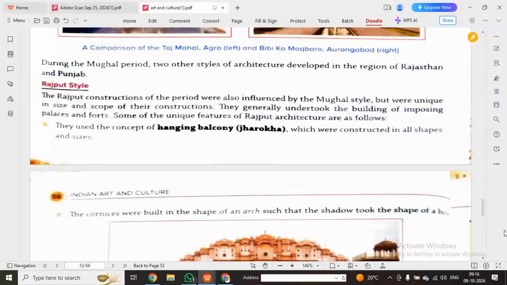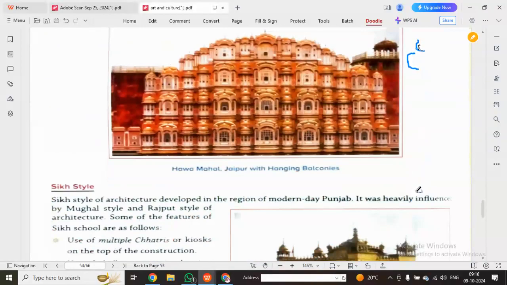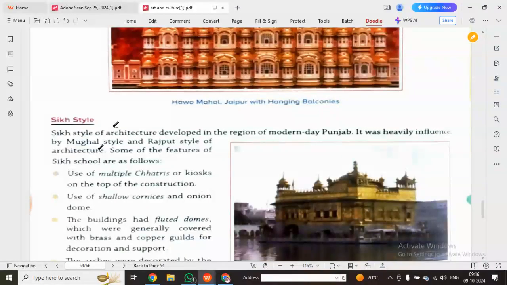Hanging balcony, jharokha it is called, which were constructed in all shapes of course. The cornices were built in the shape of an arc such that the shadow took the shape of a box. The best example is the Hawa Mahal.